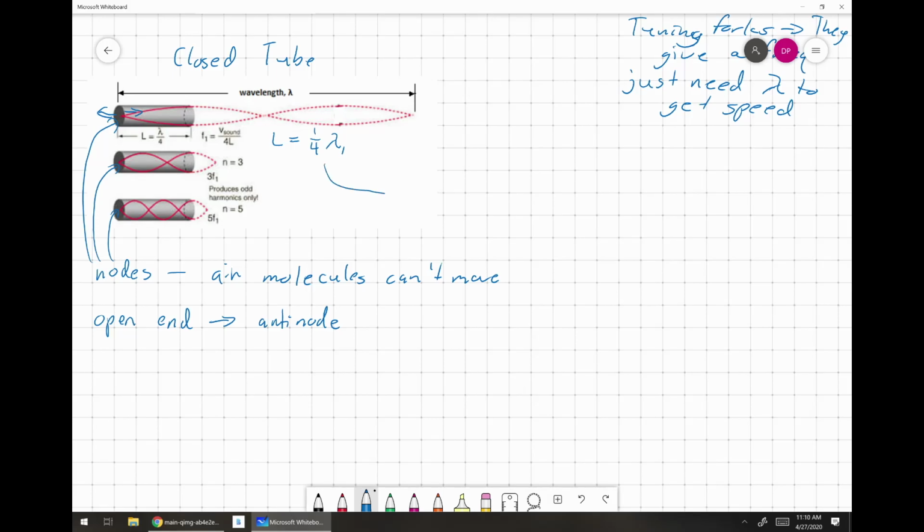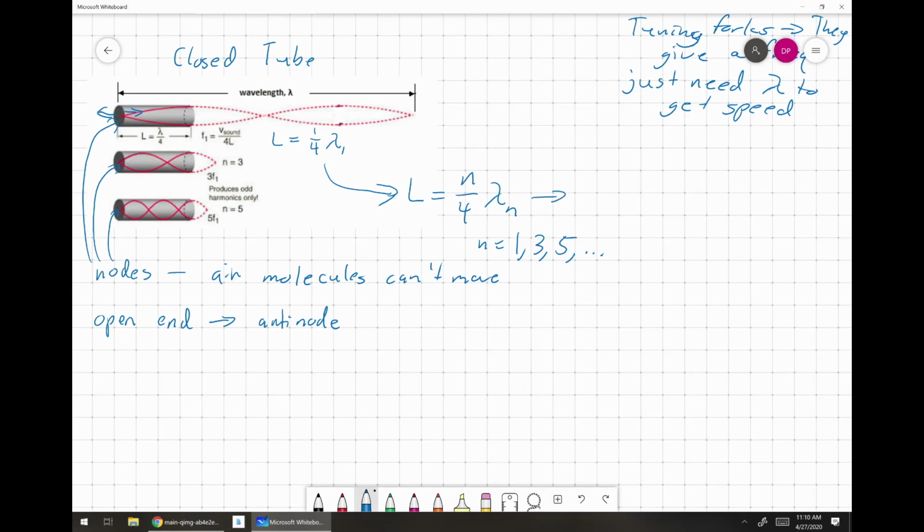And so we can take our relation that we just wrote down here, and we can generalize it as L is equal to N over 4 lambda N, where N is equal to 1, 3, 5, and so on. Okay. So from this relation, we can determine the wavelengths of these different waves, right? We just have to find at what length we get a particular resonance. And when we have that length, then we can get our wavelength.